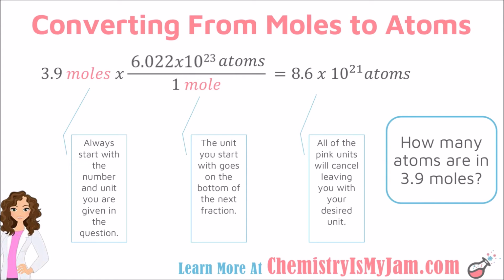The unit that you start with goes on the bottom of the next fraction. So if you're comparing this to the example we just did, notice that this fraction is flipped now, and the reason for that is that I need moles to cancel out. Avogadro's number tells me that there are 6.022 times 10 to the 23rd atoms per mole. Then I'm going to multiply by that number this time, and I will get a final answer of 8.6 times 10 to the 21 atoms. Notice that my unit for my answer is in atoms because moles has canceled out.